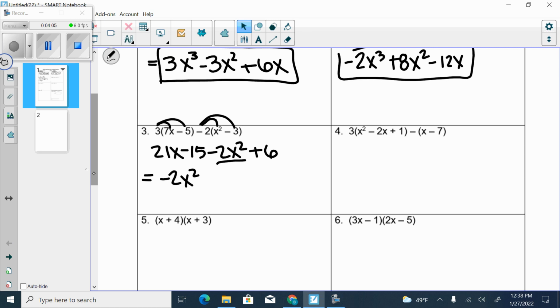Next piece I would put is the 21x. Okay, so taking care of both of those. You said these were like terms. So what is negative 15 plus 6? Good. And then we're done.